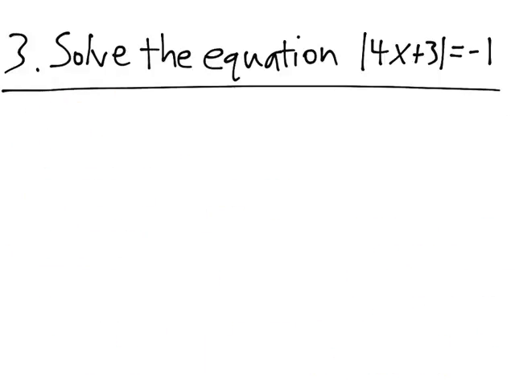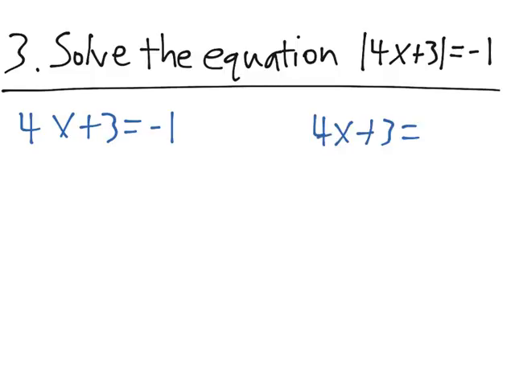Problem 3. Solve the equation absolute value of 4x plus 3 equals minus 1. You might think that the first step to solving this equation would be to split it up into two equations. We could write this as either 4x plus 3 equals minus 1, or 4x plus 3 is equal to minus minus 1, which is just 1. Now I'll just solve one of these equations. I'll do the one on the left.